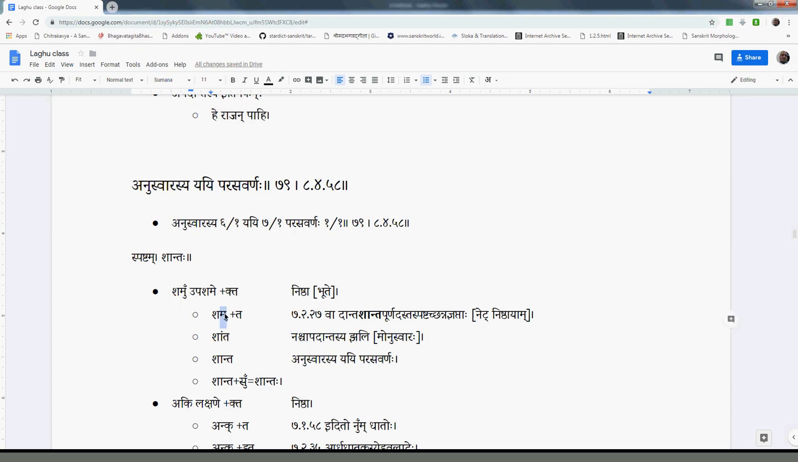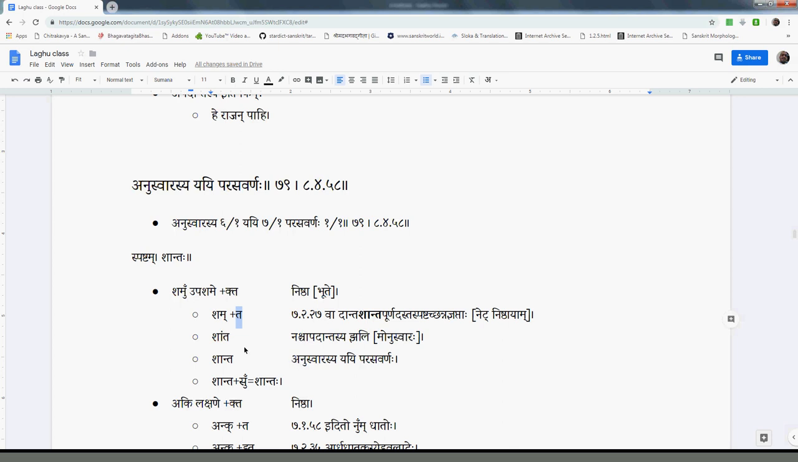This makara is an apadanta makara, and takara is what? Takara is a jhal letter, since it is a ta varga letter, which is the first of the class included in jhal. Therefore, this makarasya jhali pare, makarasya, kidrisha makarasya, it is apadanta makarasya, anuswara adesha bhoti, and it will become shanta, it will take anuswara.